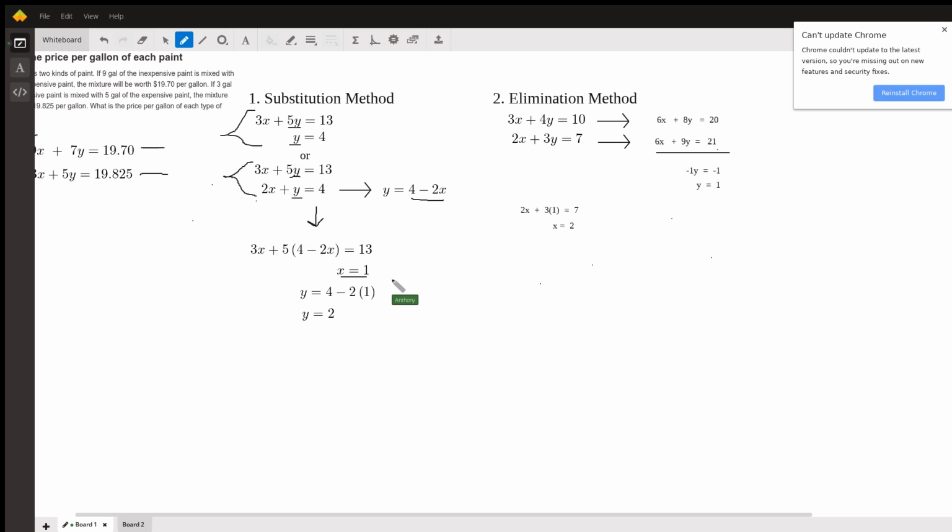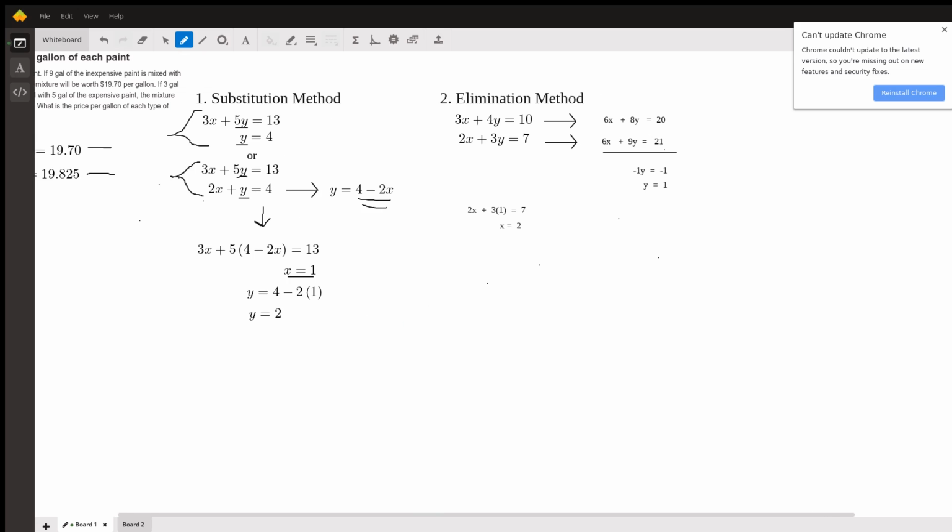But we aren't done here. We need to find y. So we'd substitute 1 for any of the x values in these equations. I'm going to choose this equation over here because it's the easiest, and y would equal 2. So that's how you find x and y using the substitution method.